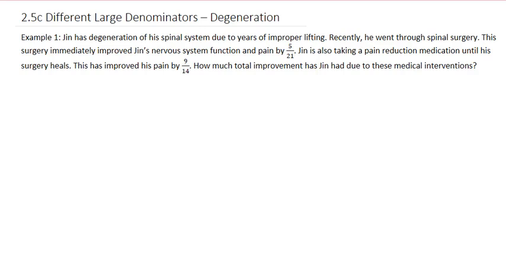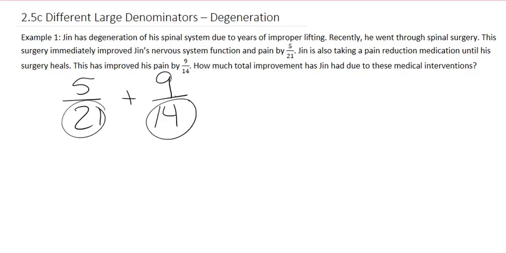So to answer this question, we will need to add these two fractions together. So let's write this out. We have 5/21 plus 9/14. So we can see that 21 and 14 are not the same common denominator, so we cannot add these quite yet. And so for different large denominators, we're going to use prime factorization.